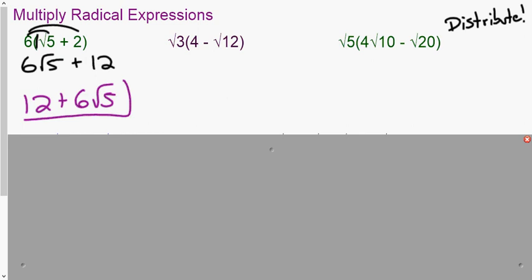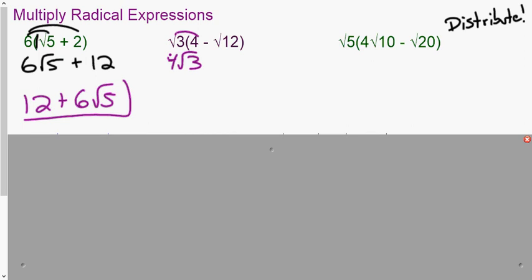Let's walk through another one here. So this time we have root 3 that we're distributing. So root 3 times 4. Again, 4 is an outside number. There's no radical there. 3 is inside, so when they multiply an outside and inside, they take their respective places. 4 outside, root 3 inside.